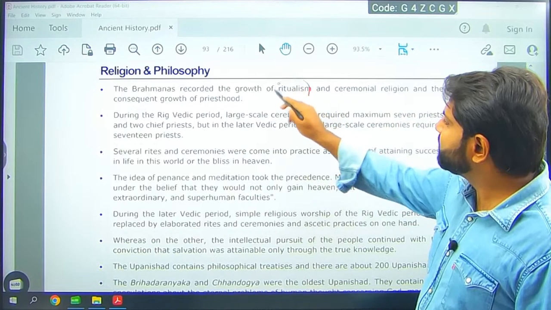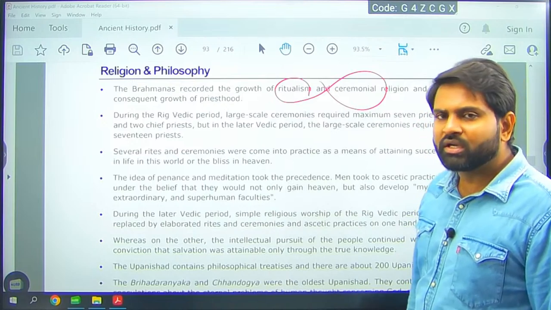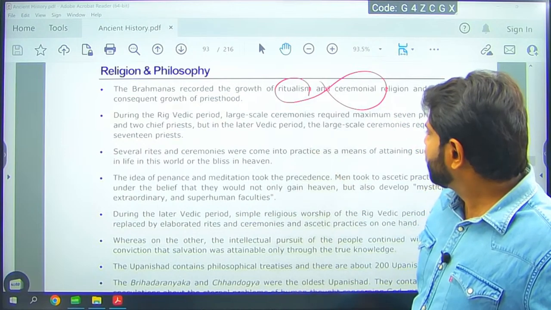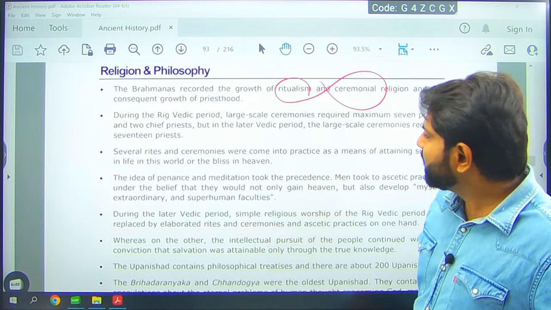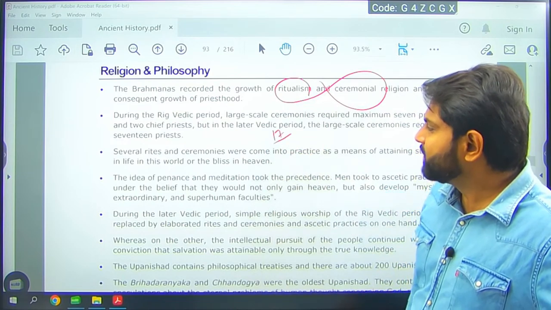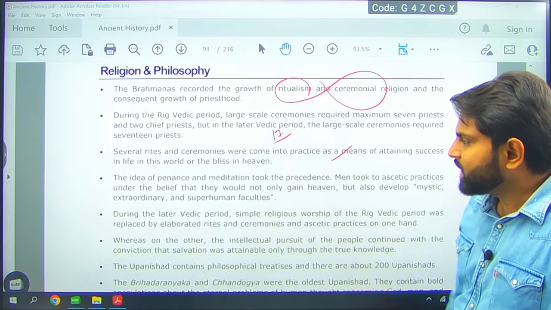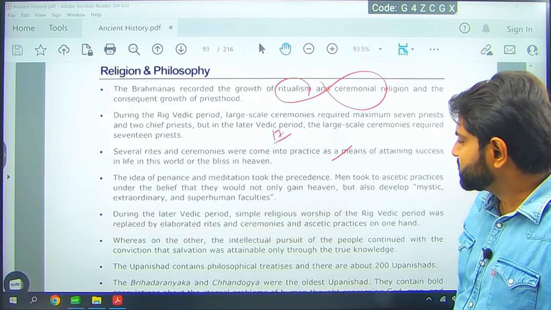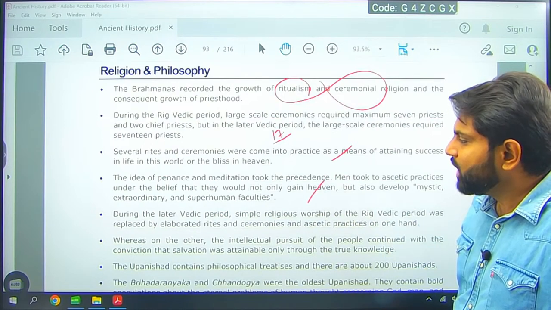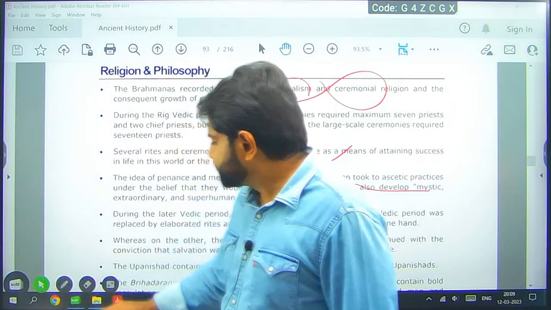Brahmanas recorded growth of ritualism and ceremonial religion. So it became a more ceremonial, more ritual-oriented life. During the Rig Vedic period, large scale ceremonies required a maximum of 7 priests and 2 chief priests. But in the later Vedic period, large scale ceremonies required 17 priests. Several rites and ceremonies were common in practice for attaining success in the world, either physical or spiritual. The idea of penance and meditation took precedence. Men took to ascetic practices to gain heaven, but also to develop mystic, extraordinary and superhuman mental faculties. Tapas.